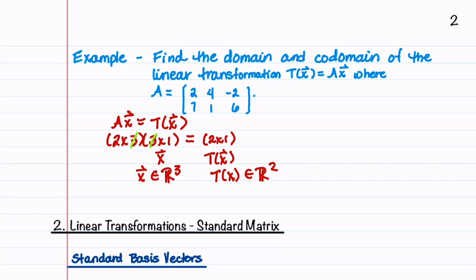So that means our domain, which is related to x, is equal to R3, and our T of x is related to our codomain, so our codomain is equal to R2.